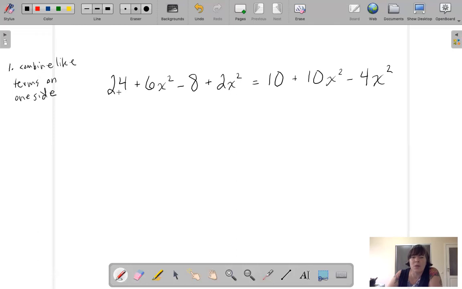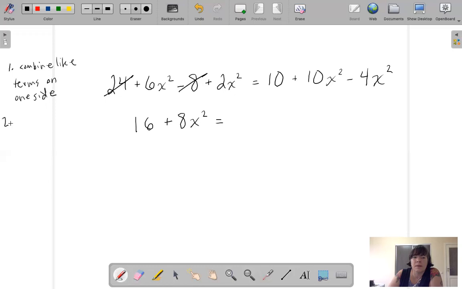Okay, I've got 24 minus 8. 24 minus 8 is 16. And I've got 6x squared plus 2x squared. So that's plus 8x squared.